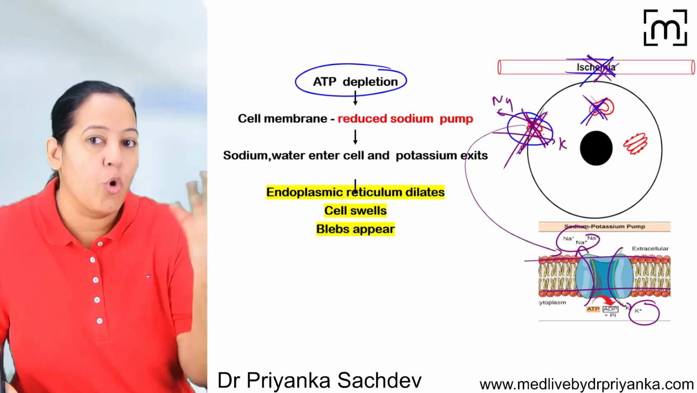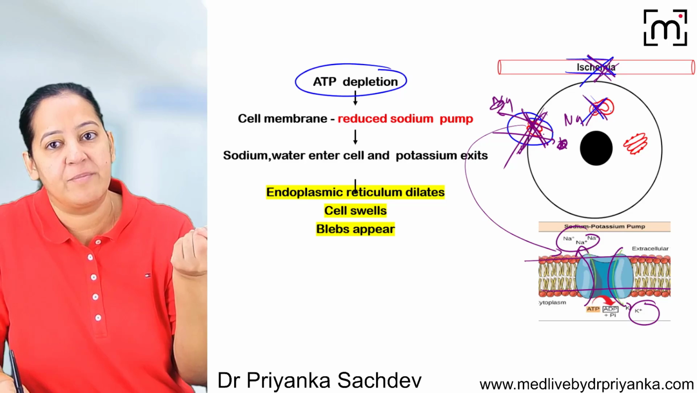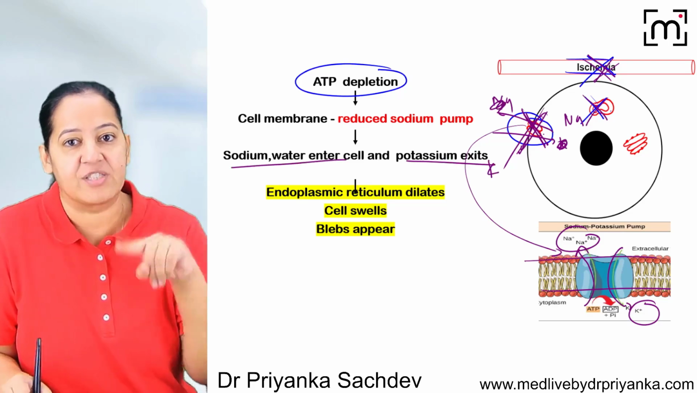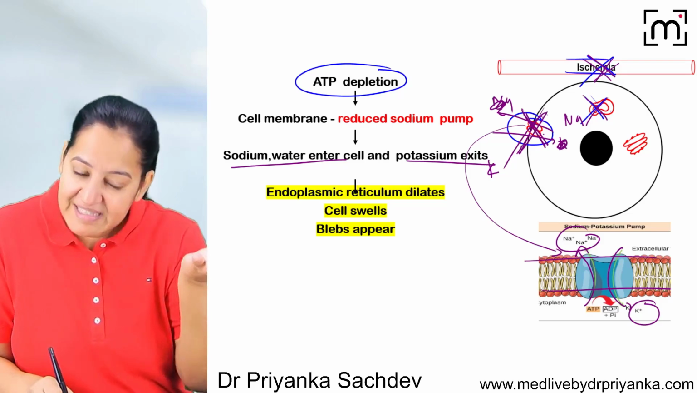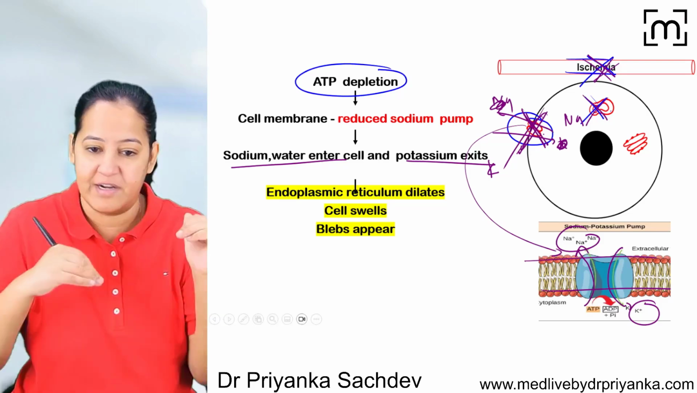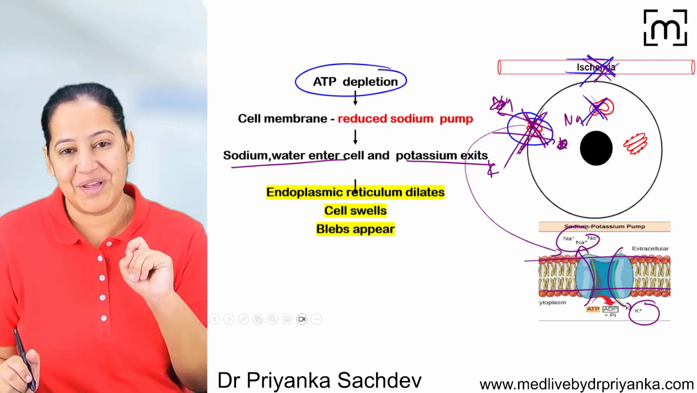So sodium will not go out. Sodium will remain inside the cell. And potassium will not come in. Potassium will be present outside the cell. So there is influx of sodium and efflux of potassium. The sodium is present inside the cell only, and potassium is present outside the cell. They cannot go inside and outside, as the pump is not functioning. And you know, water follows sodium. There is a rule.